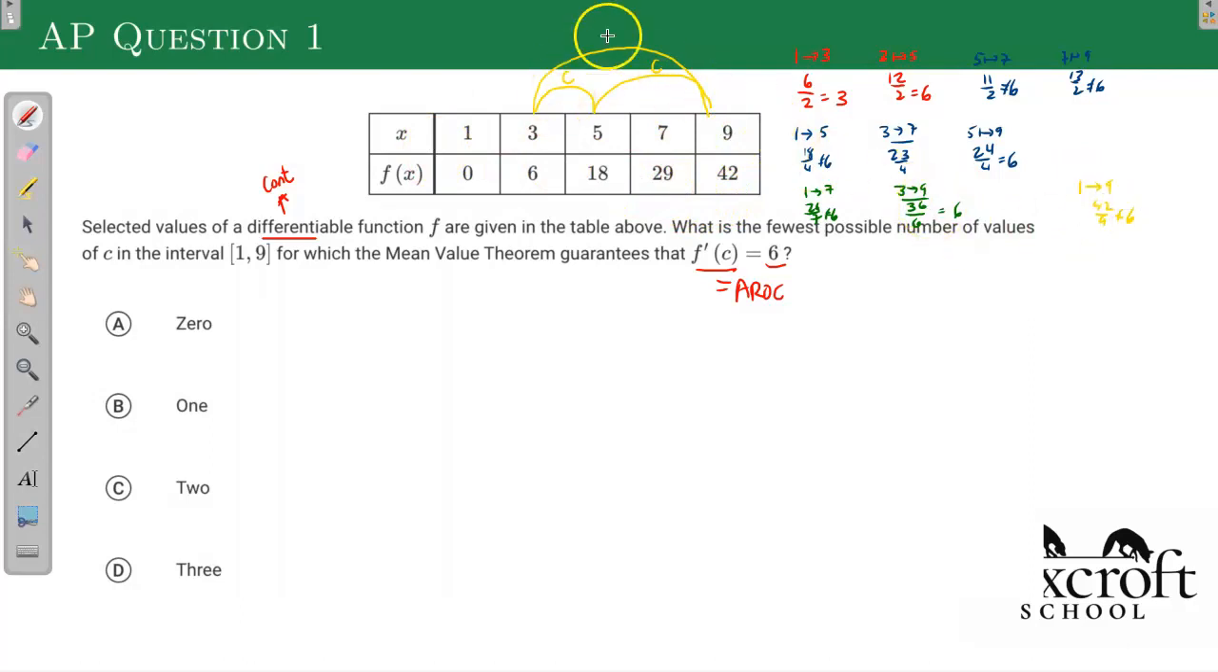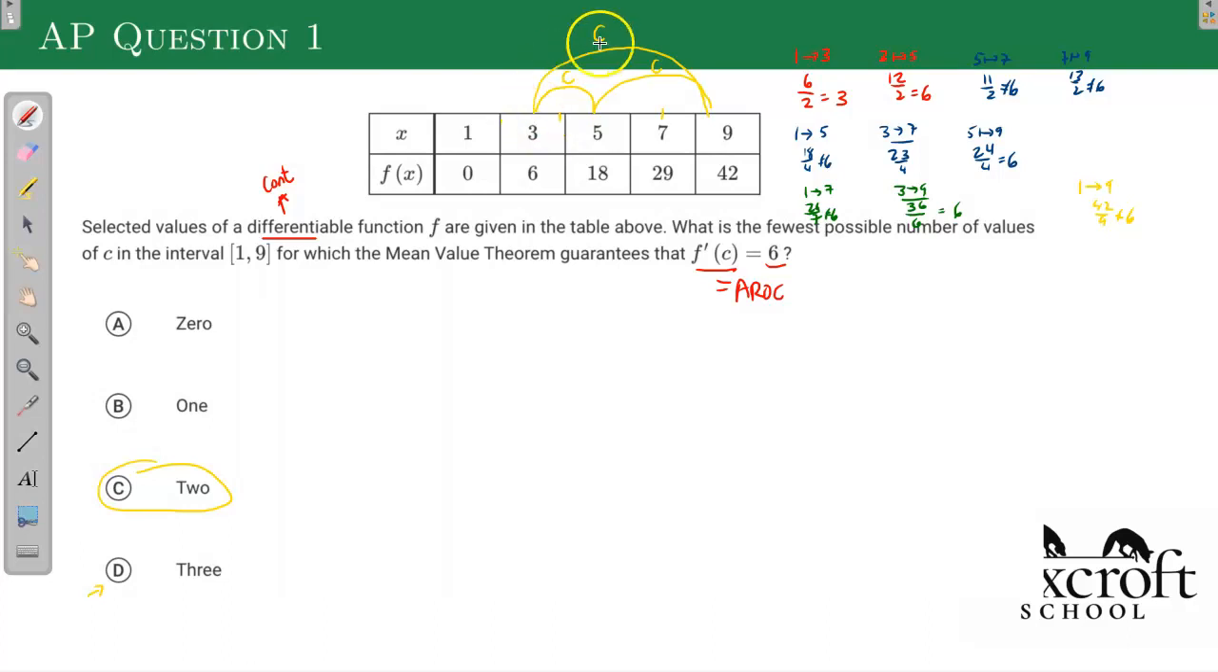All right, so we have 3 different intervals where we got an average rate of change of 6. So it looks like the answer should be D, but it's actually not the right answer. The actual right answer is 2. Why is that the case? Because from 3 to 5, there has to be a C from 3 to 5. There has to be a C from 5 to 9.